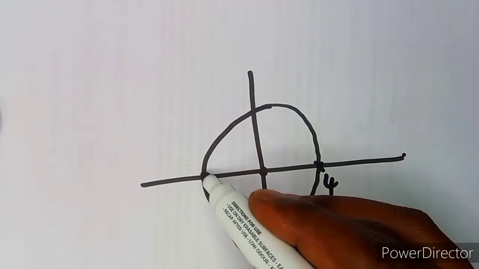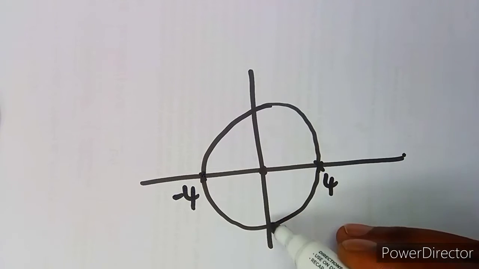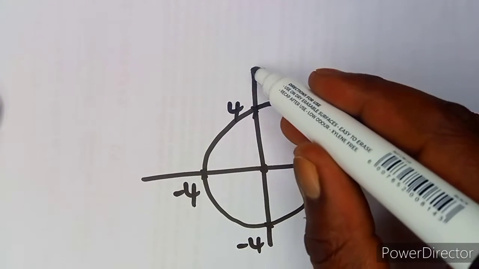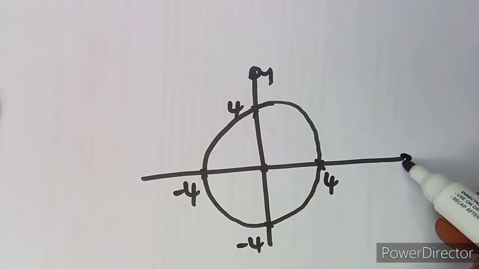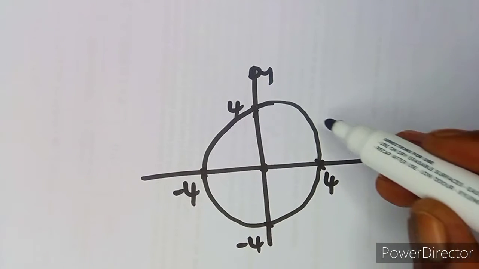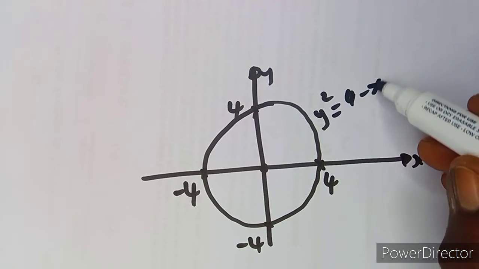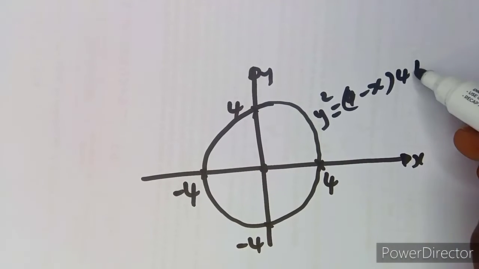Now we have 4, minus 4, minus 4, and 4. So this is the y-axis and this is the x-axis. So that is the circle for y squared is equal to 4 minus x, 4 plus x.